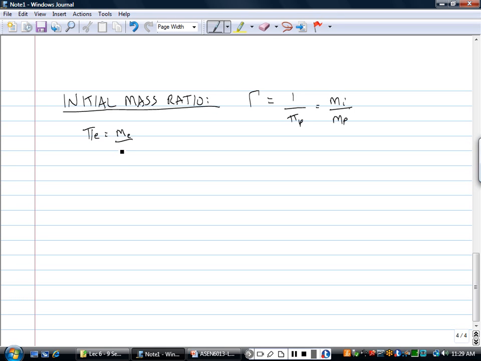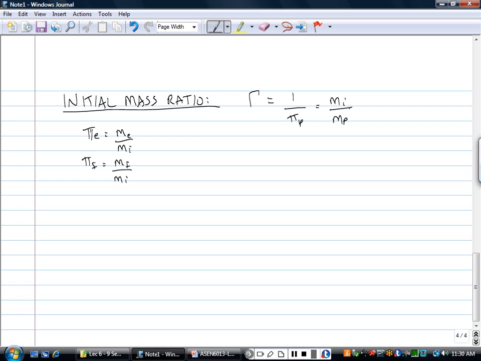Empty mass ratio is mass empty over mass initial. The fuel mass fraction is the fuel mass over mass initial. Payload mass fraction here is the payload mass over the mass initial. Everything's just always divided by mass initial. So if you got to that problem, you've already figured this part out, so that's easy.